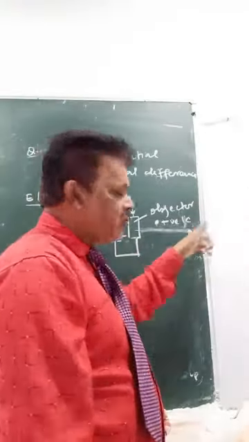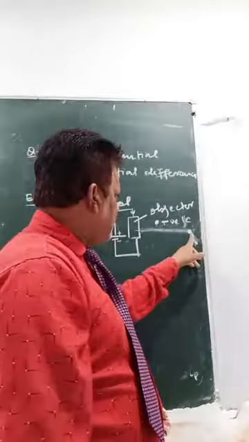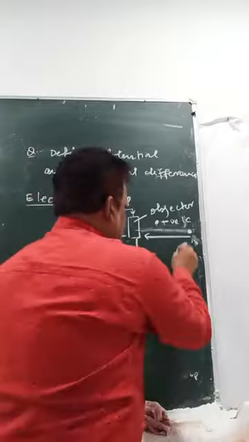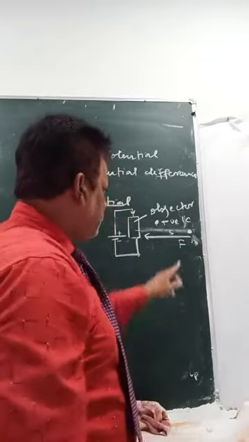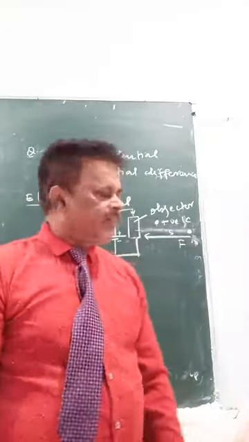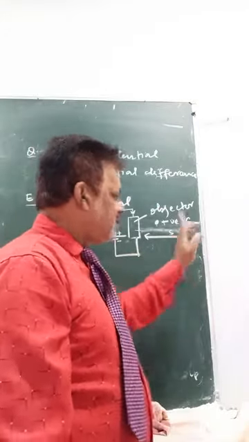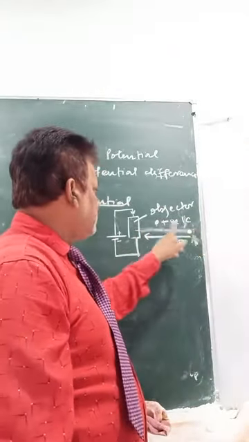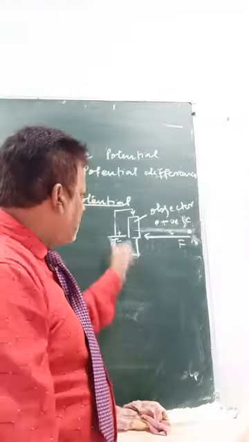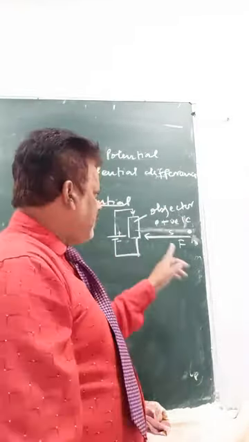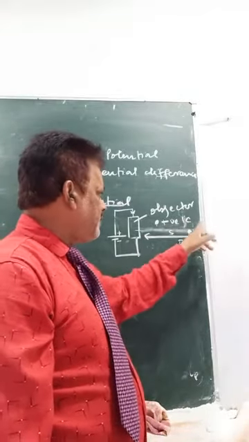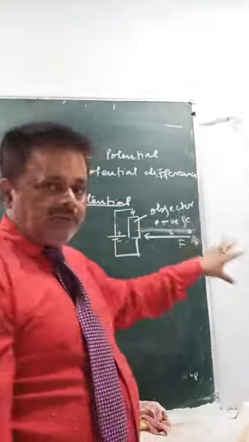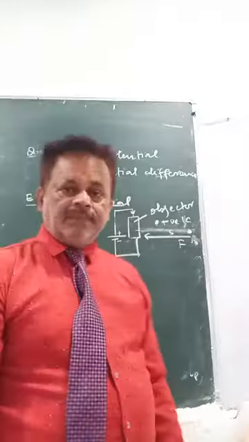To bring it back, you have to do some work. When you displace it, you apply some force, and only then will it move. Force is given and distance is covered, so force into distance is called work. When you apply force or energy, it moves from that unknown place, called infinity, to this point. The amount of work done to bring a unit positive charge from infinity to the required point is called electric potential.